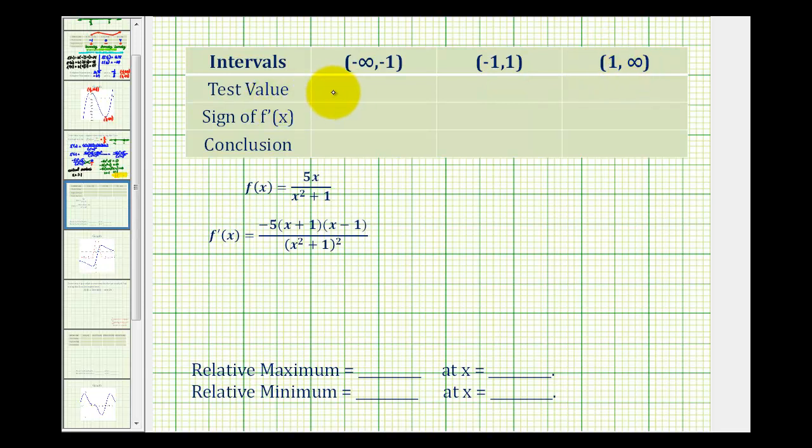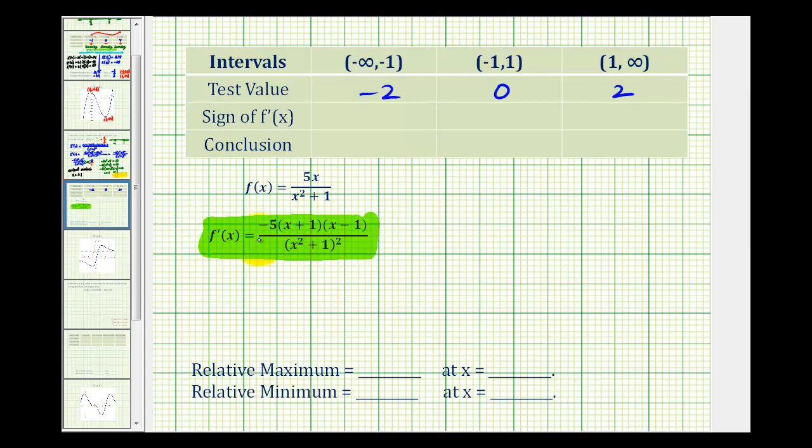And now we'll pick a test value in each interval and then determine the sign of the derivative in each of these intervals. So let's use negative 2 for this interval, 0 for this interval, and positive 2 for this interval. And now we'll sub these values into the derivative function to see if it's positive or negative. And here's the first derivative from the previous slide.